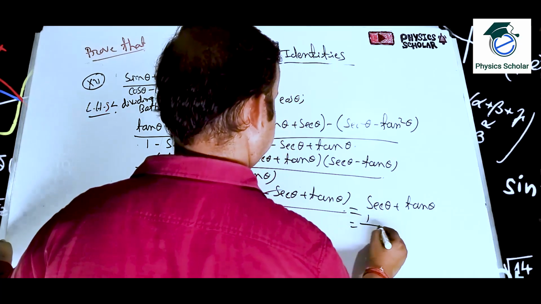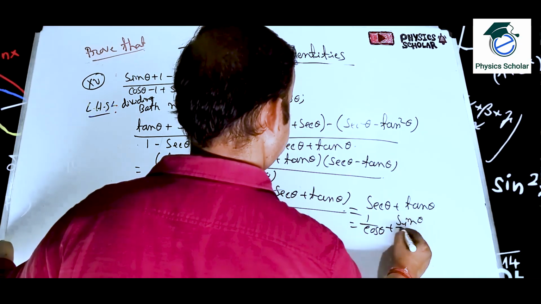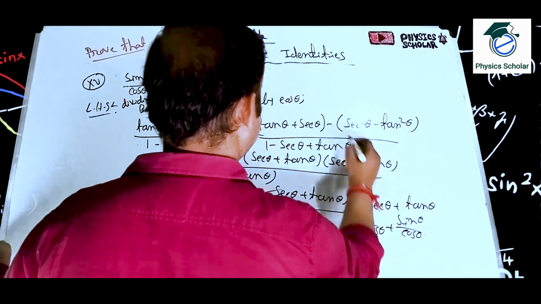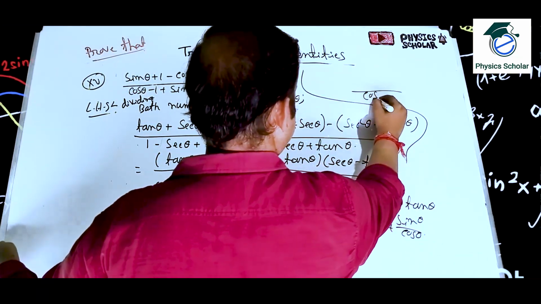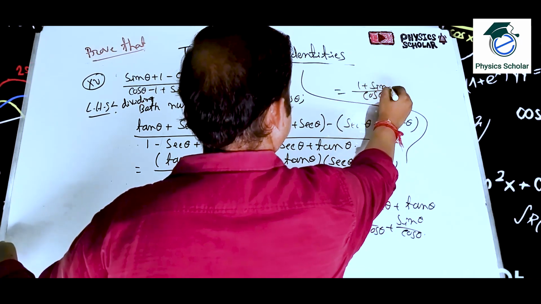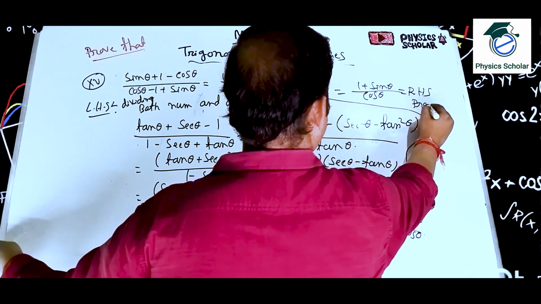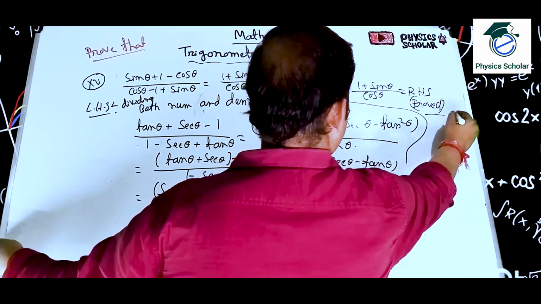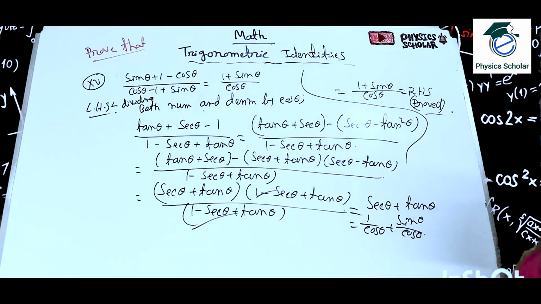Sec theta means 1 by cos theta plus sin theta by cos theta. Now cos theta will be the LCM, so it will be 1 plus sin theta, which is equal to the right hand side. Proved. Clear? So similar type of sums.